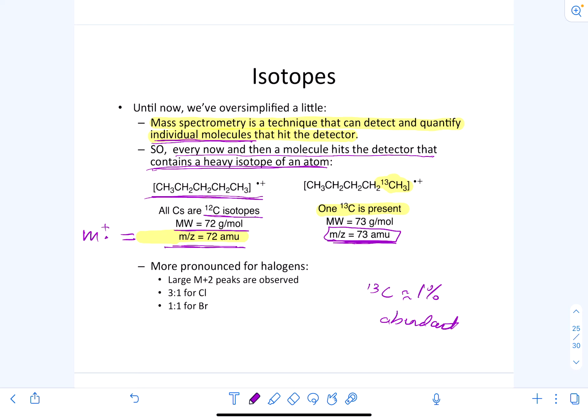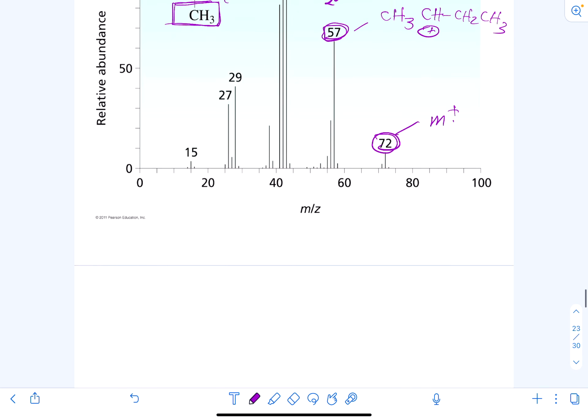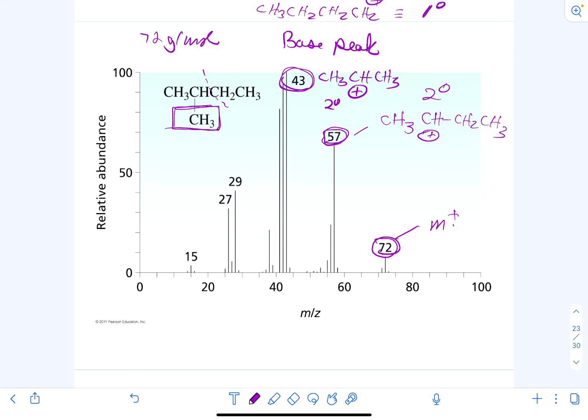If we look carefully at the mass spectra we just talked about, we should see a small peak, because we only have 1% abundant carbon-13, so it doesn't happen very often. But we should see occasionally an M+1 peak that corresponds to one or two molecules with a heavy isotope of carbon-13 hitting the detector. If we scan back up at these peaks, we can pick out a tiny little peak, 1 mass unit above 72, that corresponds to that M+1 peak, again because of carbon-13 being present in that sample.